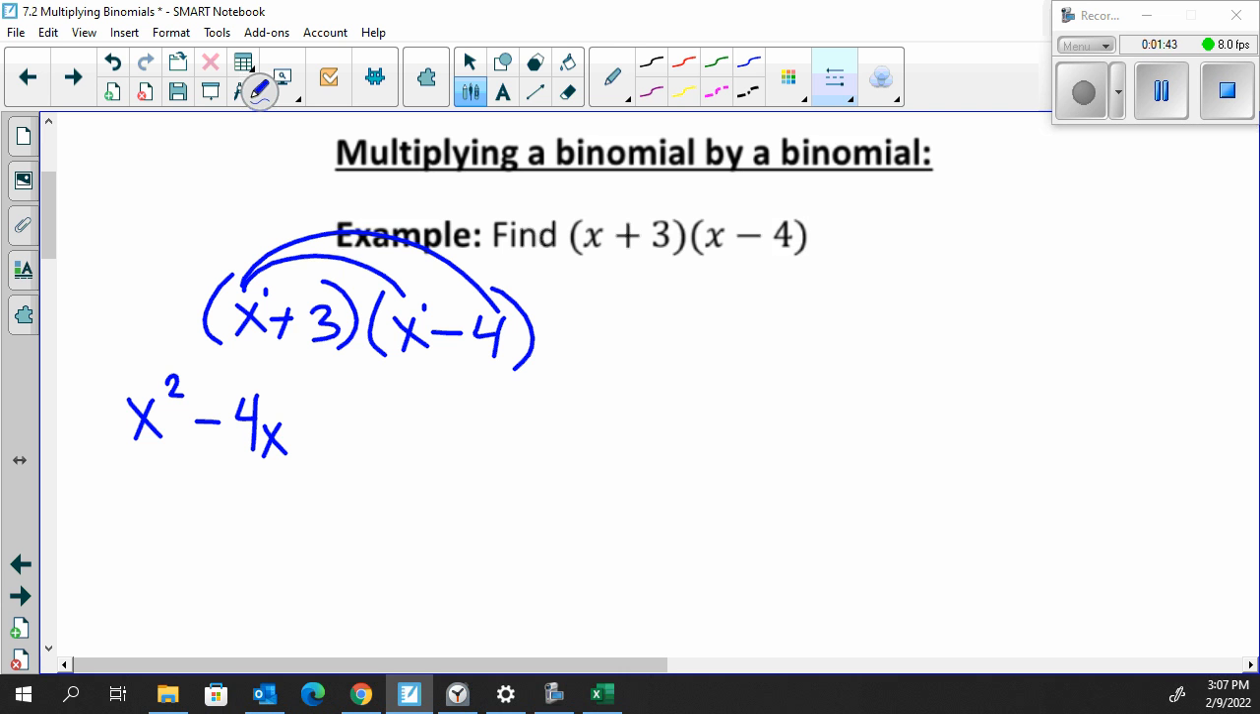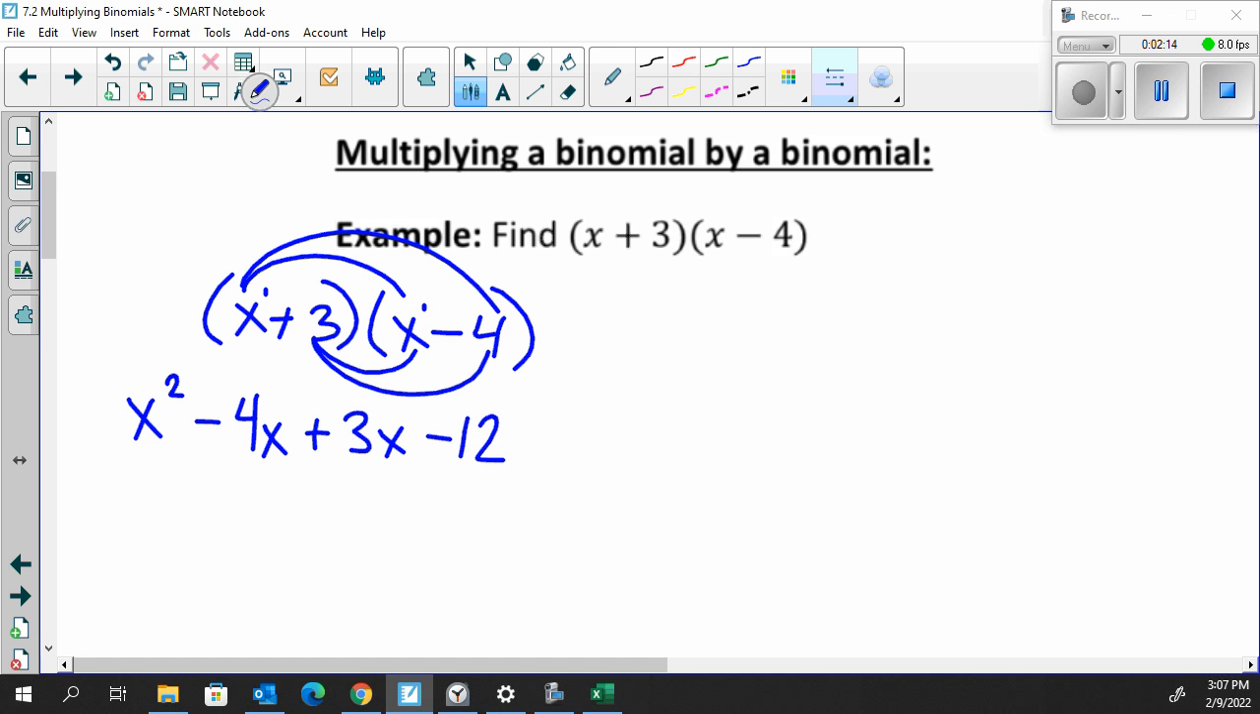And then I'm just going to do that exact same thing with the 3. So I distributed the x. Now I got to distribute the 3. So I'm going to do 3 times x. What's that? So plus 3x. And 3 times negative 4. What's 3 times negative 4? Negative 12. All right. Is there anything left to distribute? No. I distributed the first part. I distributed the second part. So we're good. I don't need to do any more multiplying.